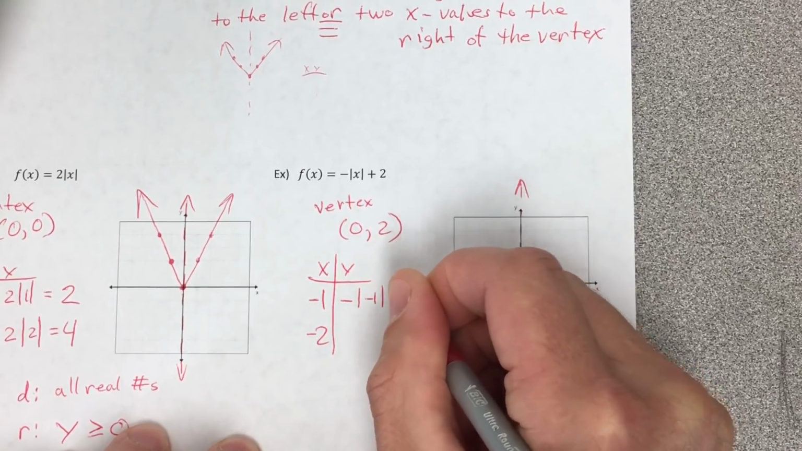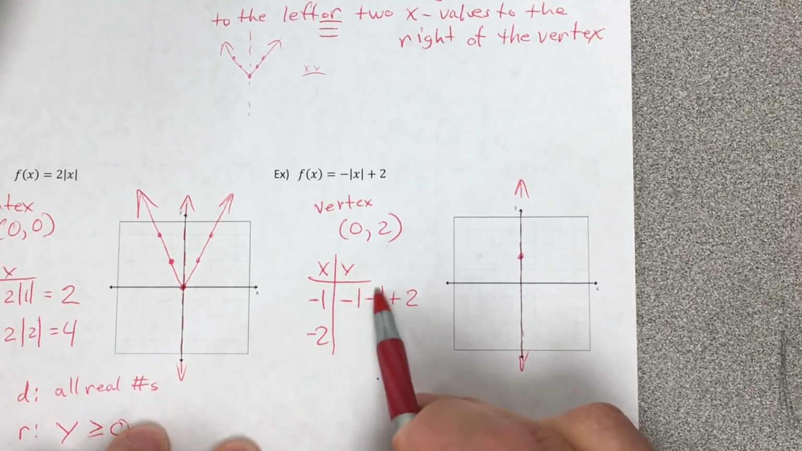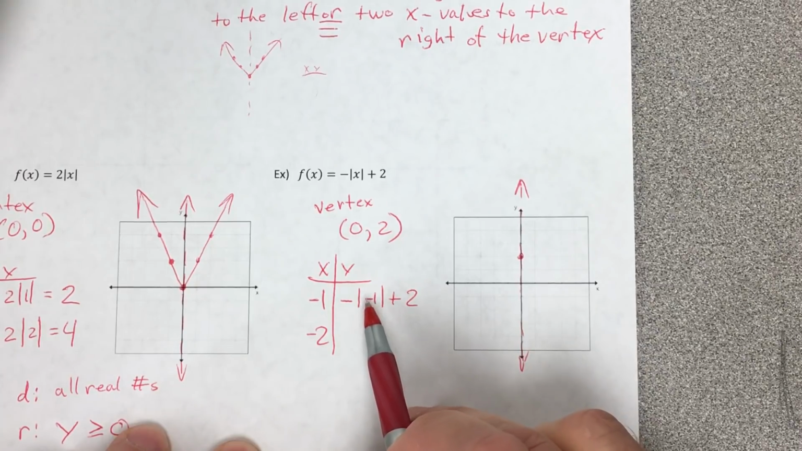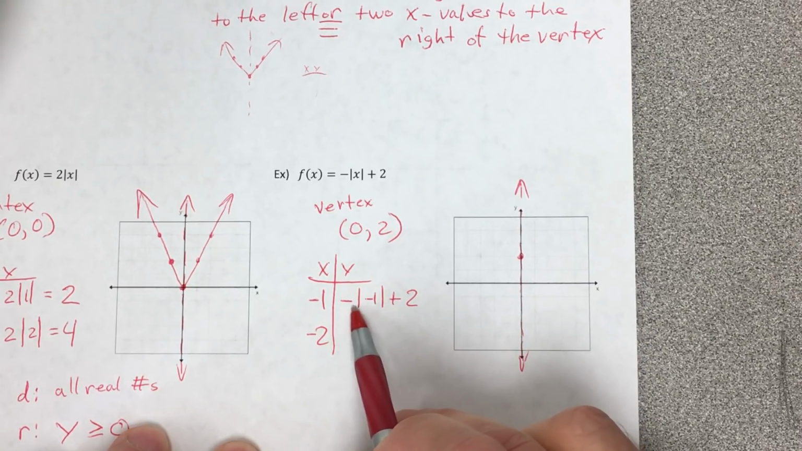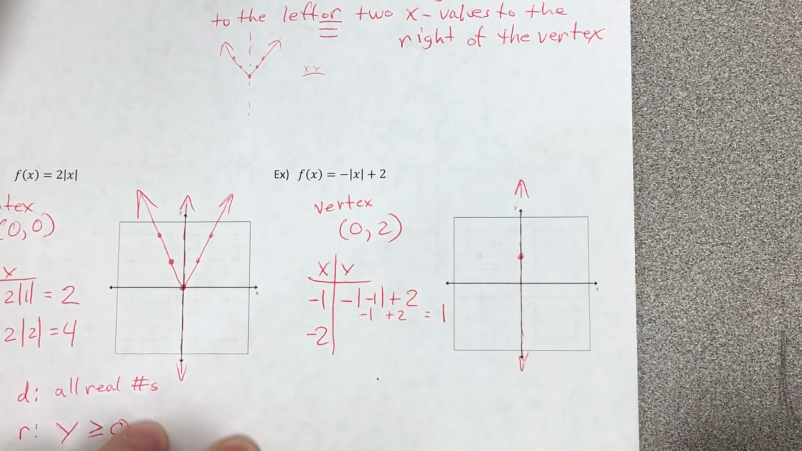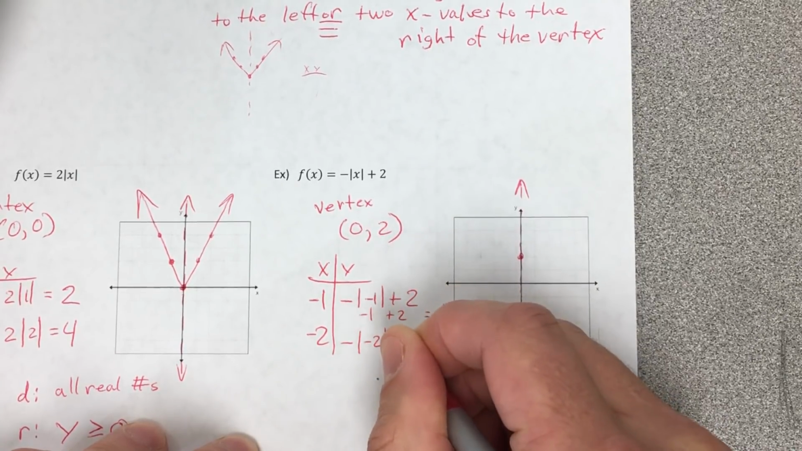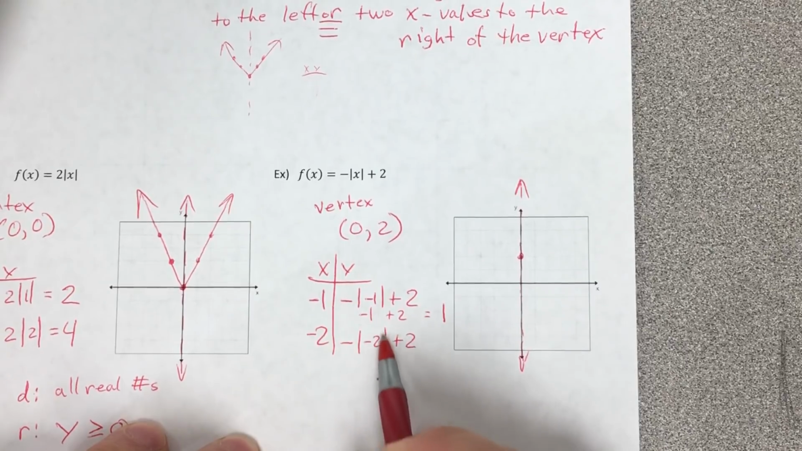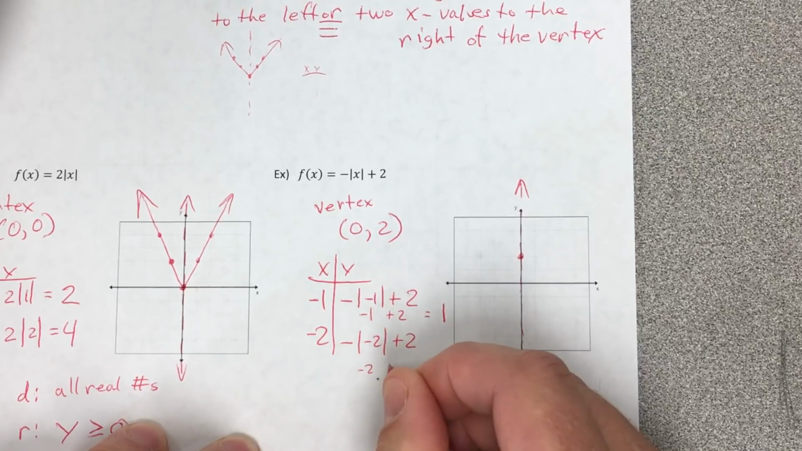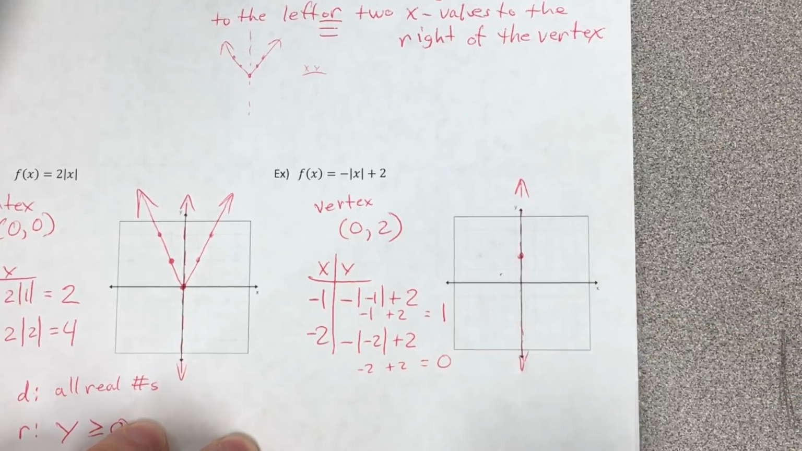Plug it in and take your time on this, okay? You do order of operations. You start inside here. This is a grouping symbol. So what's the absolute value of -1? It's 1. But then I got a negative on the outside. So I've got -1 plus 2, which is 1. Negative absolute value of -2, plus 2. Step by step here. Absolute value of -2 is 2, but then I slap a negative on it. And -2 plus 2 is 0.